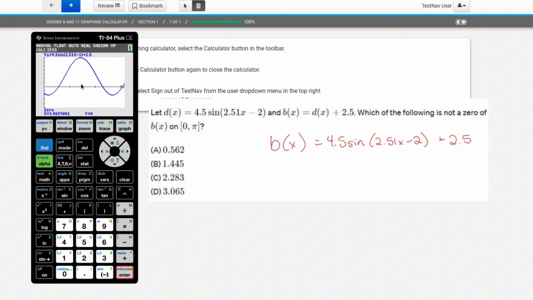So it looks like the one that wasn't a zero was B. Again, could I have noticed that immediately without having to do the three zeros that I just did? Yep, but I wanted to show you that just in case you run into a problem where you need to find zeros and you're just going to have to do the process anyway.